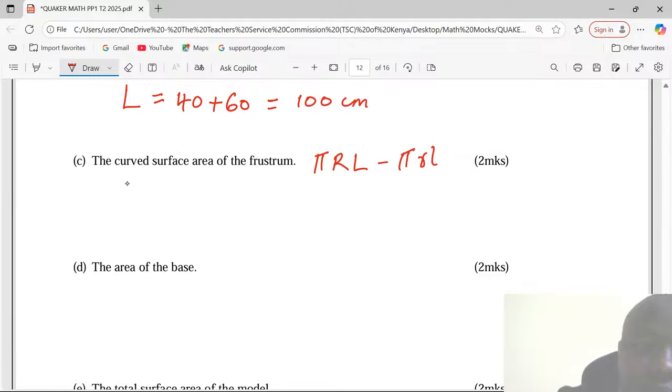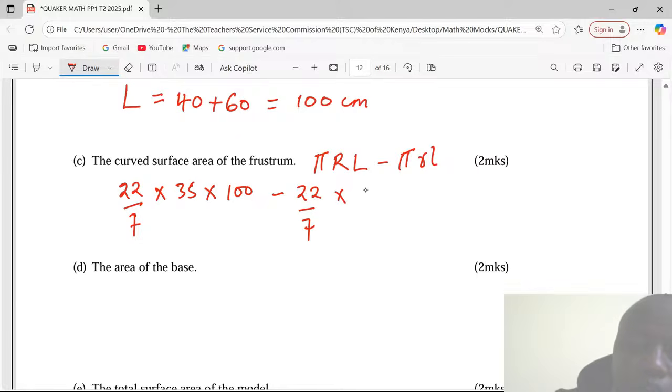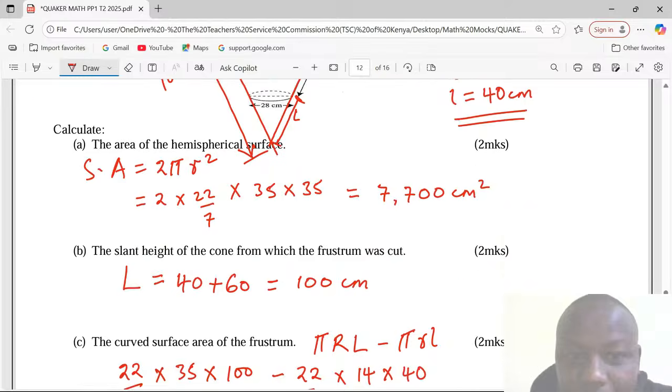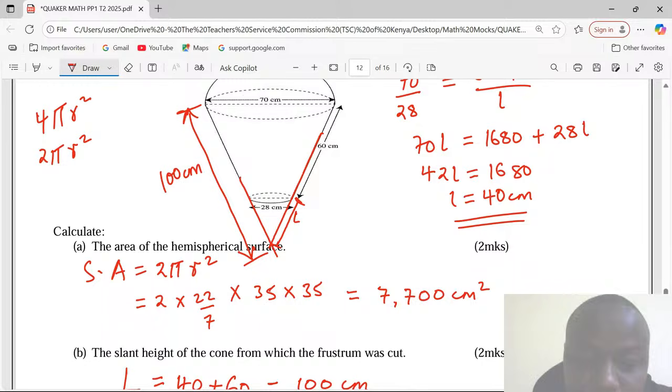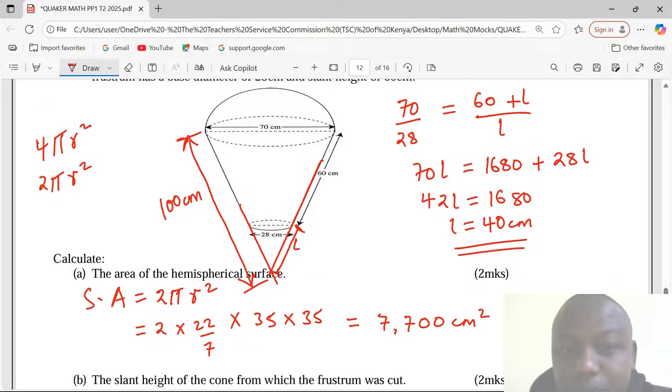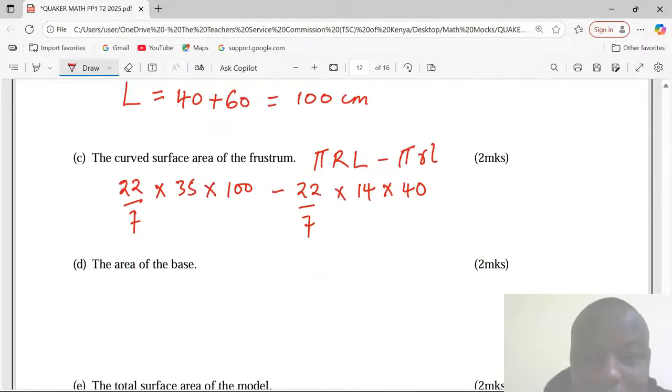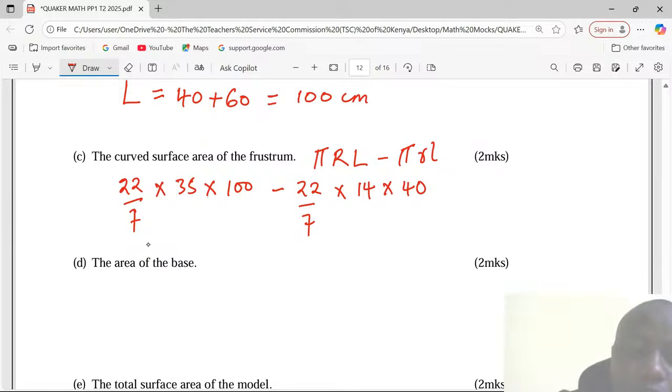So this now shall be 22/7 multiplied by radius of 35 times a slanting edge of 100, then minus 22/7 multiplied by a radius of 14 multiplied by a slanting edge of 40 for the smaller cone that was cut. It has a radius of 14 because the diameter is 28, then the radius shall be 14. And for the bigger one, the diameter is 70, the radius shall be 35. That way. So we can now compute this.